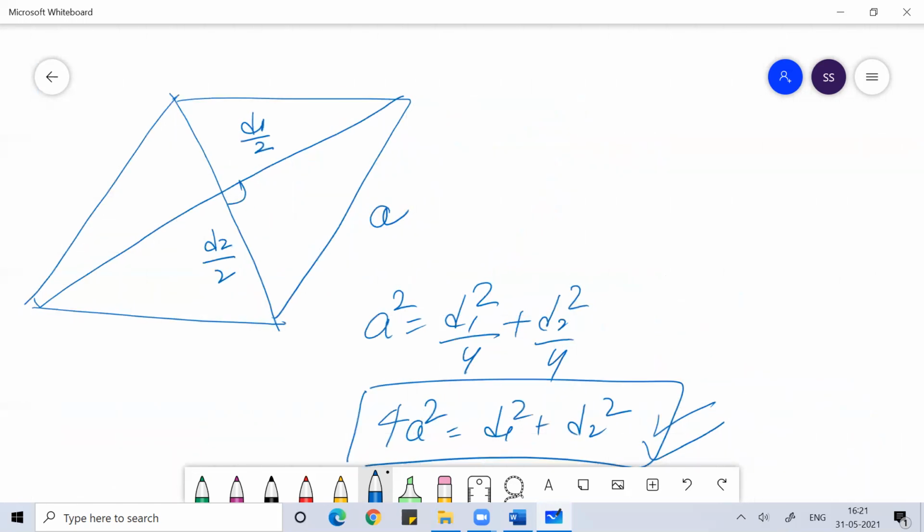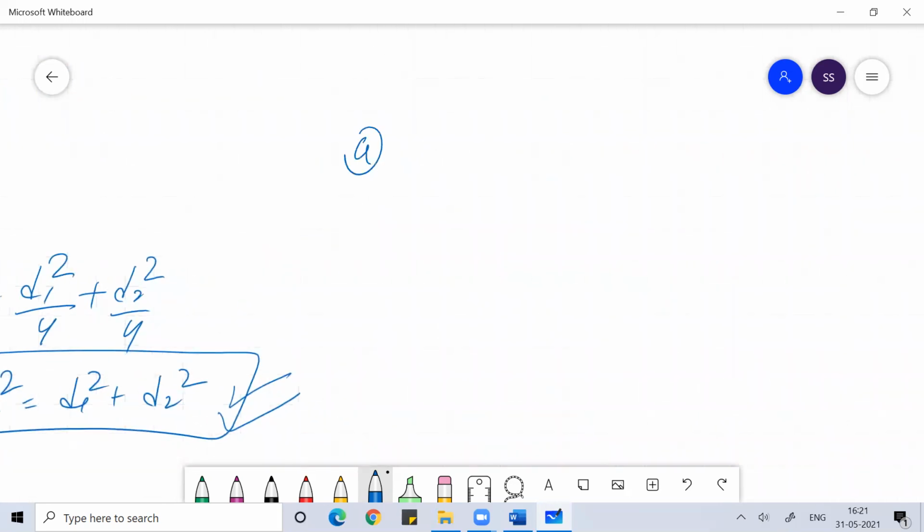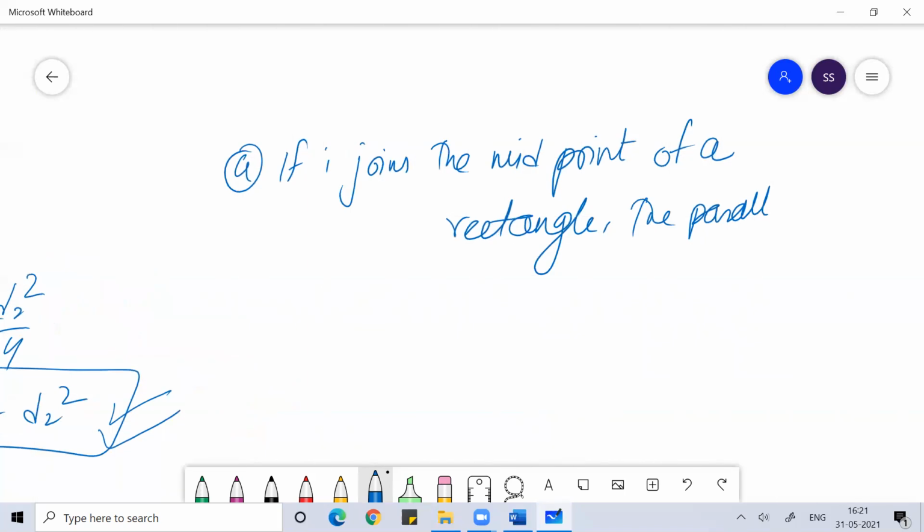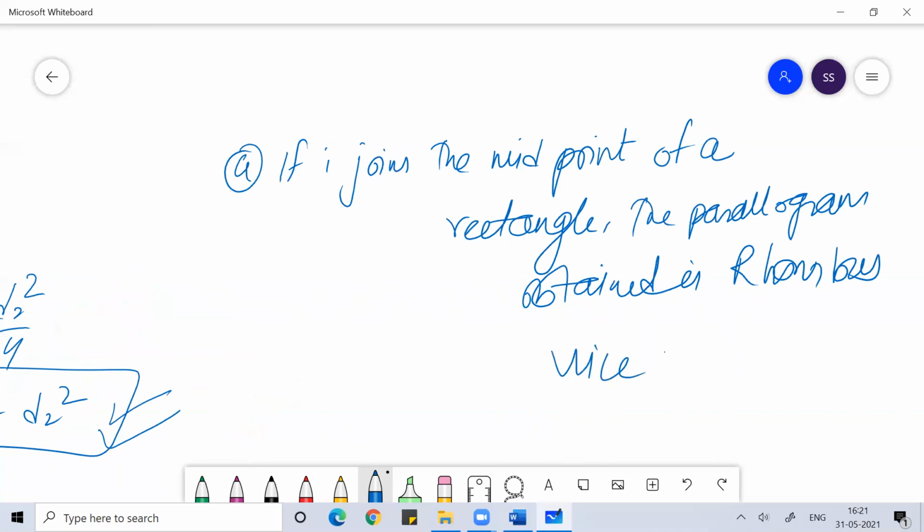One more very important thing you can remember. If I join the midpoints of the rectangle, the parallelogram I will get, the parallelogram obtained, this comes in theorem also, is a rhombus, and vice versa. So if you join the midpoints of a rectangle, what you get is a rhombus.